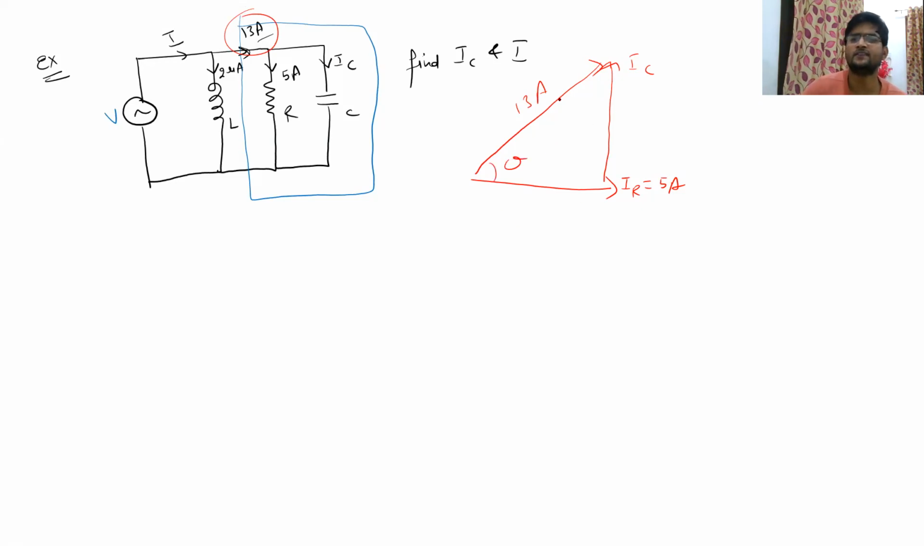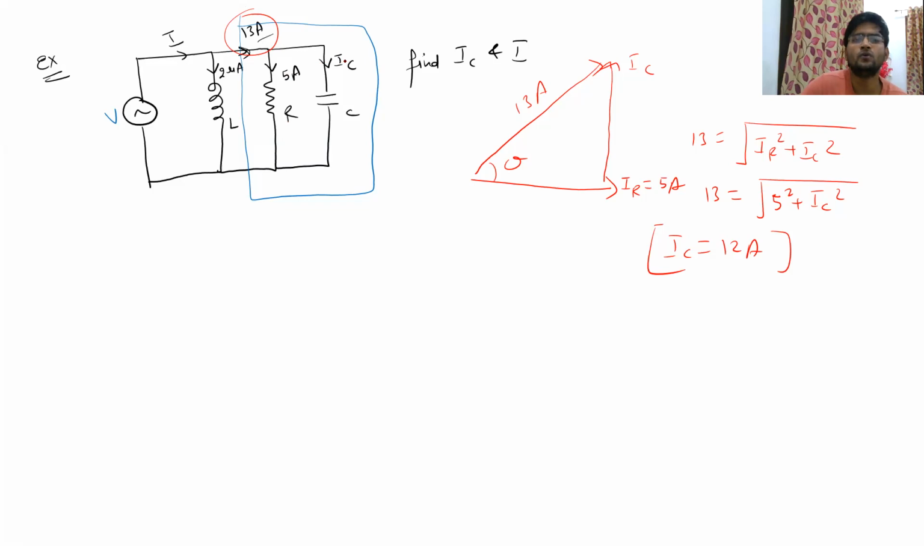So what is the relation between these three components? 13 is equal to the square root of IR square plus IC square. So 13 is equal to the square root of 5 square plus IC square. From here we can directly calculate IC to be 12 ampere, right? Now, since we know IC is equal to 12 ampere, we can find the value of I.